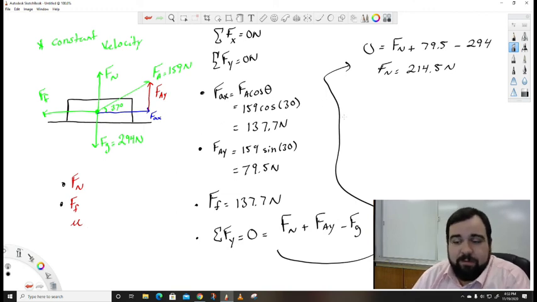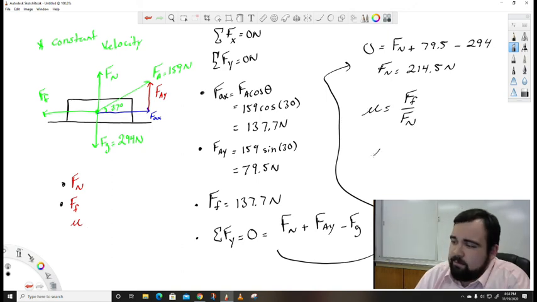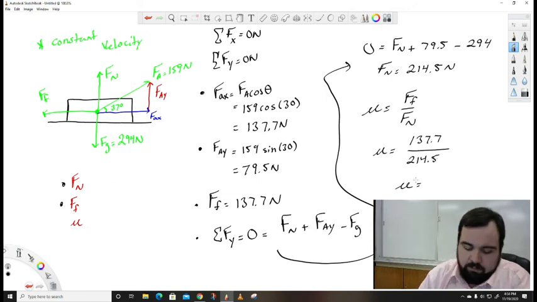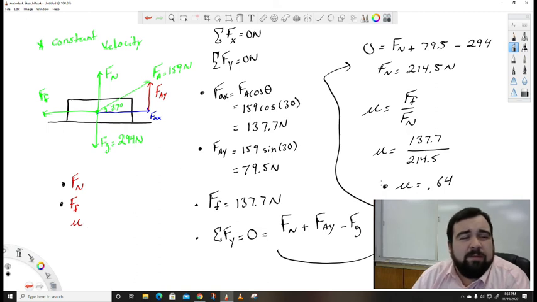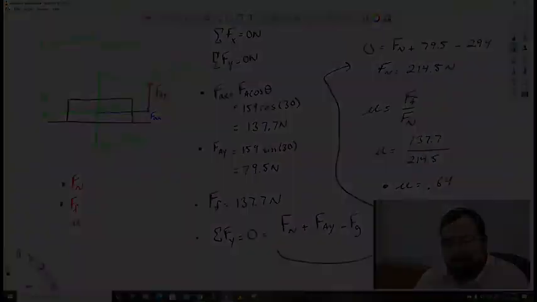So now that we have our Fn and our Ff, we can go ahead and find, not our force of friction, but mu. And there is our coefficient of friction. And I believe that is all it asks for number 6: the normal force, the frictional force, and the coefficient of friction. So there we go. On to 7.